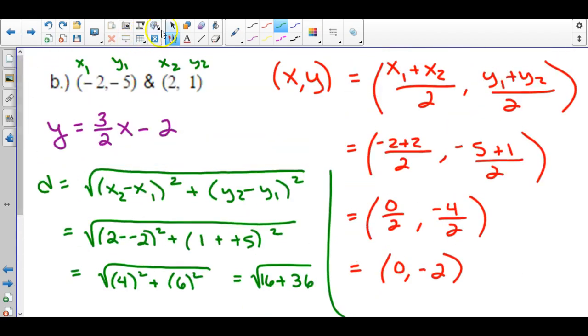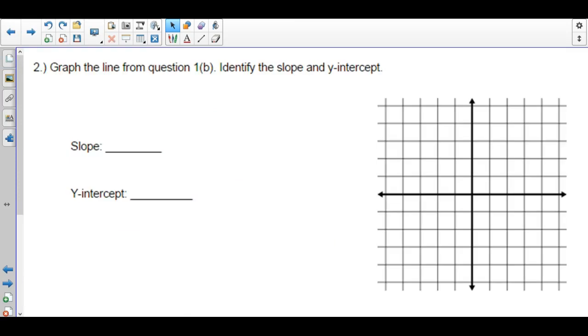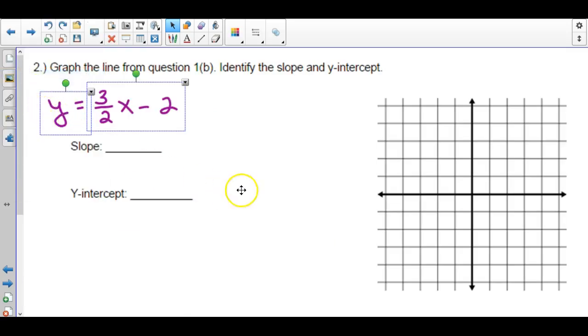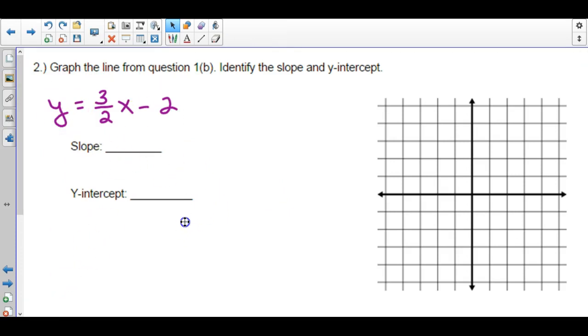So what I want to do is take the equation of this line that we had from the beginning of the problem, and graph it on the following problem. What I want to first do is identify the slope, which is 3 over 2, and my y-intercept is negative 2. So on the y-axis we're going to start at the point 0, negative 2, and then we're going to go for my rise over run. My rise is going to be up 3 from that point, and my horizontal run would be positive 2.